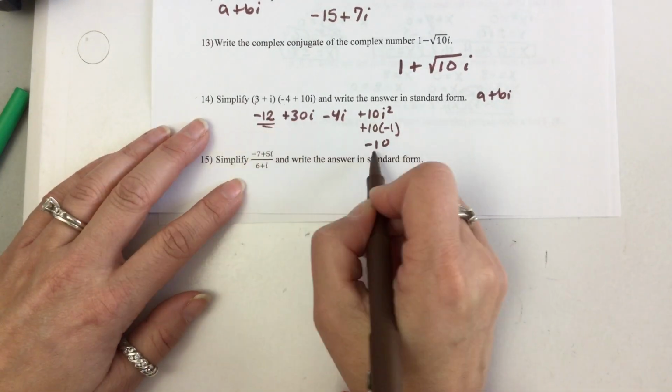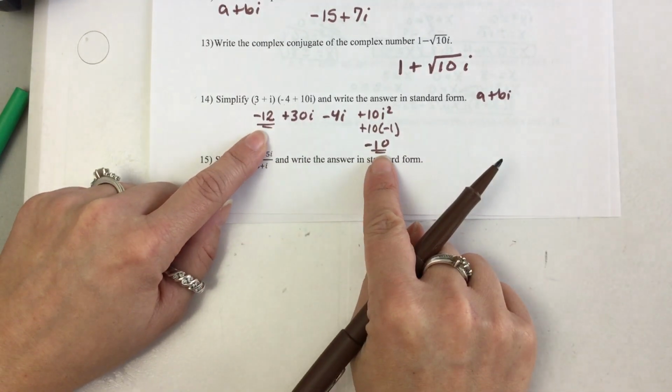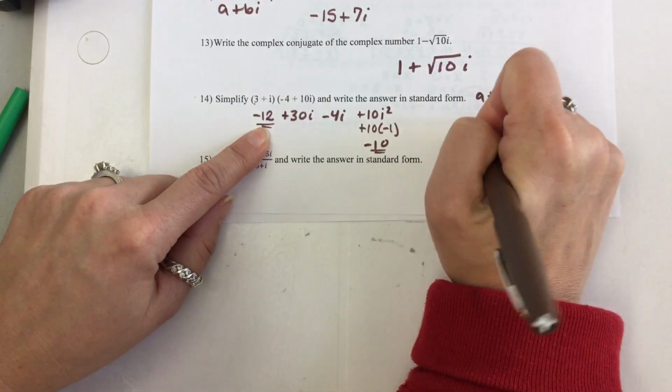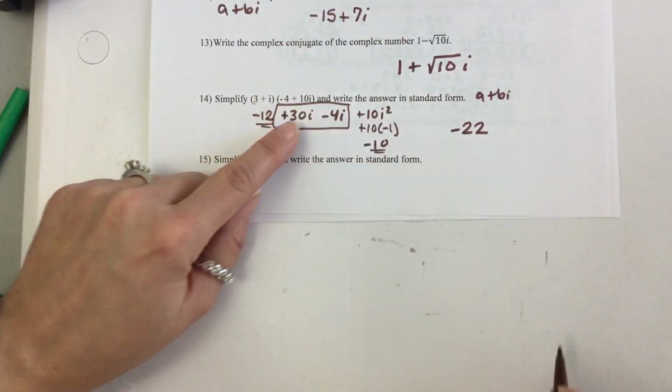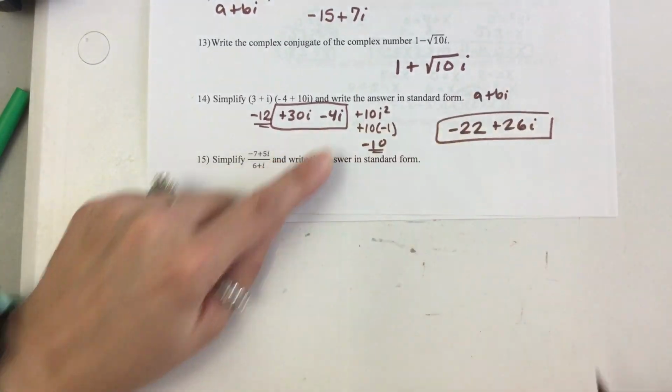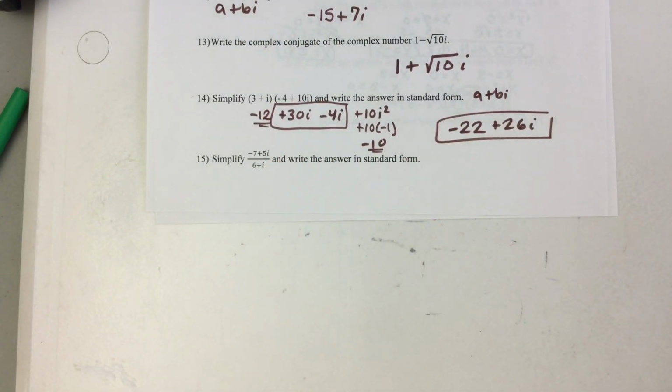When I combine like terms, you always combine the real parts first. Negative 12 combined with a negative 10 is negative 22. Positive 30 and a negative 4 is positive 26i. So our final answer would be negative 22 plus 26i.